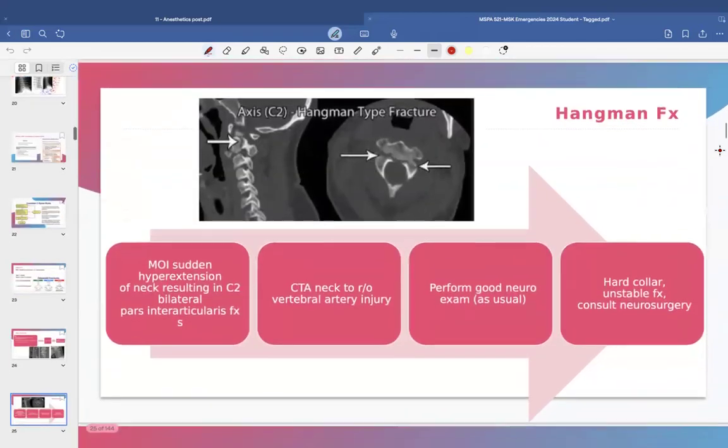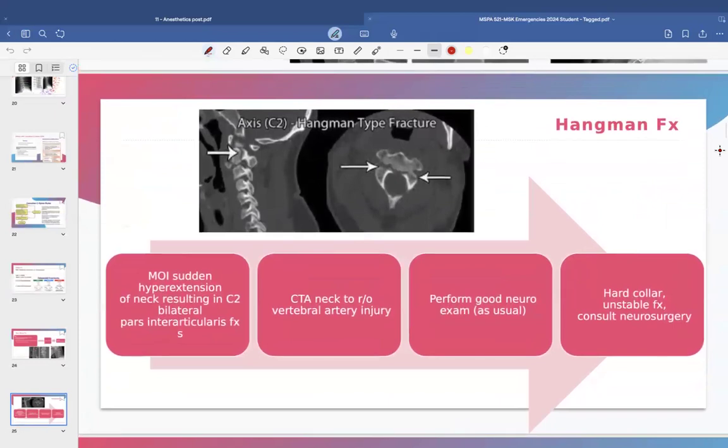They love hangman's and Jefferson fractures, these two. So, your hangman fractures are gonna be if you are getting a big hyperextension of the neck. You're gonna get bilateral pars interarticularis fractures. I love arrow signs. You don't get those in the real world, but arrow signs are nice.